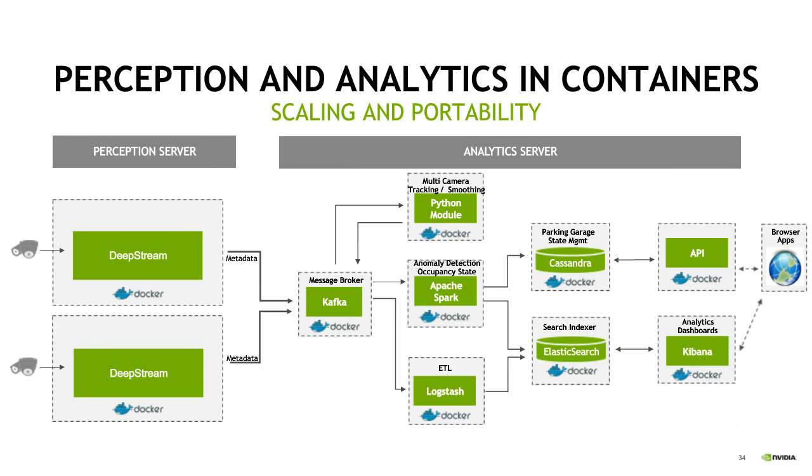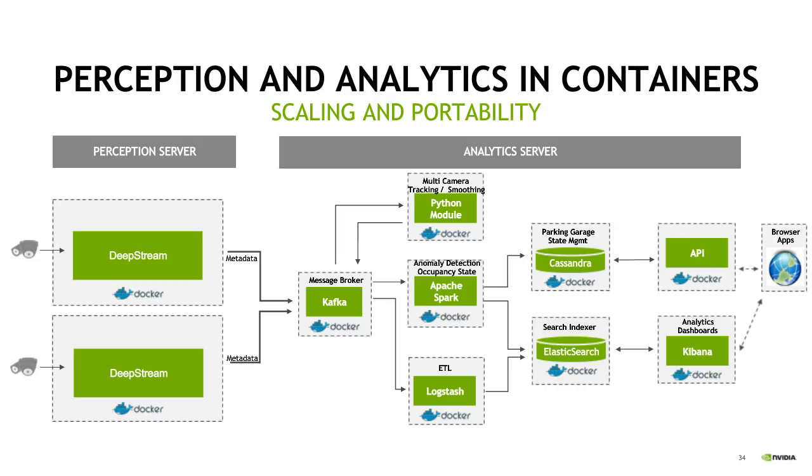Now, to really scale this application and make it portable, you can deploy the entire perception and analytics components of your application in containers. You can see on the visual in front of you that we have the DeepStream perception server running, where we have DeepStream applications that are generating metadata. It's being sent off through a message broker, in this case Kafka, to an analytics server and doing things like multi-camera tracking and smoothing with a Python module. There's also anomaly detection and occupancy status being tracked and evaluated with an Apache Spark component. And there's ETL components going on with a Logstash-based approach.